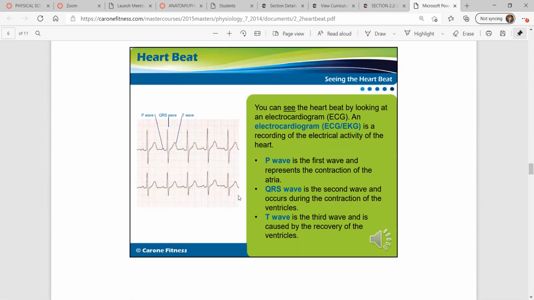You can see the heartbeat by looking at an electrocardiogram, or ECG, sometimes EKG. And that is a recording of the electrical activity in your heart. And there are waves to look for. The P wave is the first wave, and it represents the contraction of the atria. The QRS wave is the second wave that occurs during the contraction of the ventricles. The T wave is the third wave, and that's caused by the recovery of the ventricles.